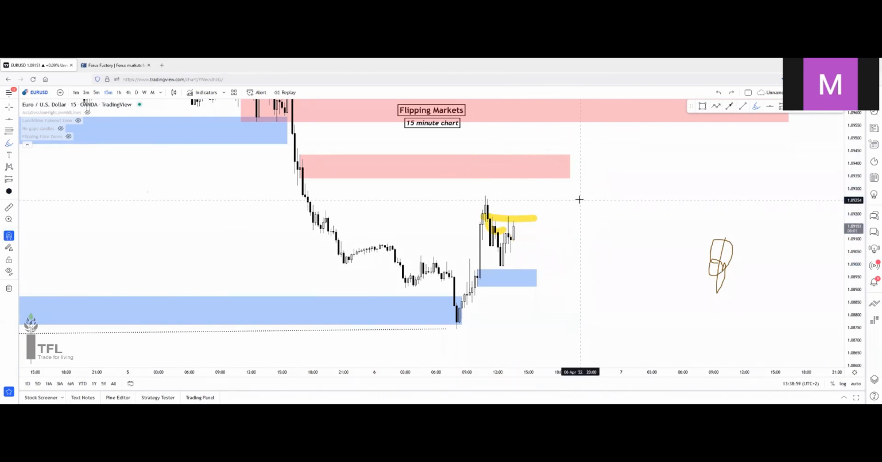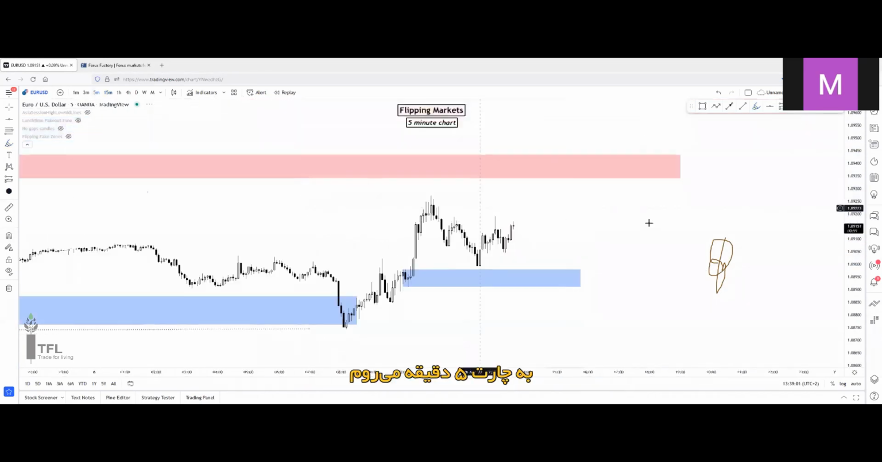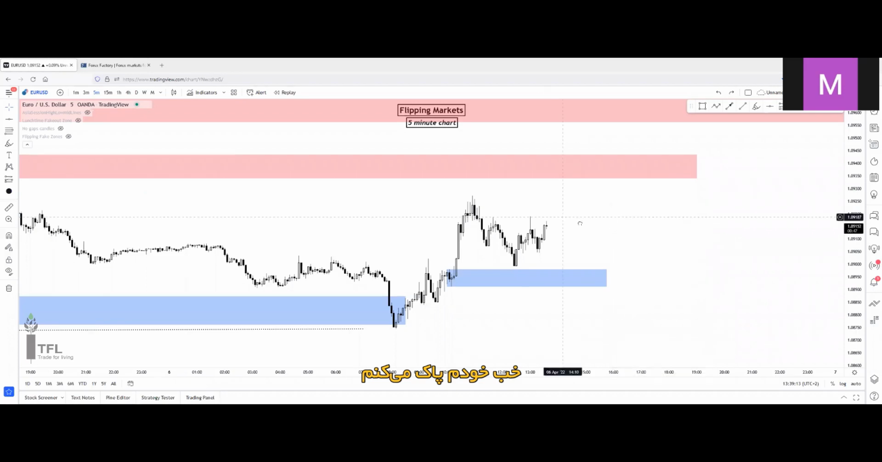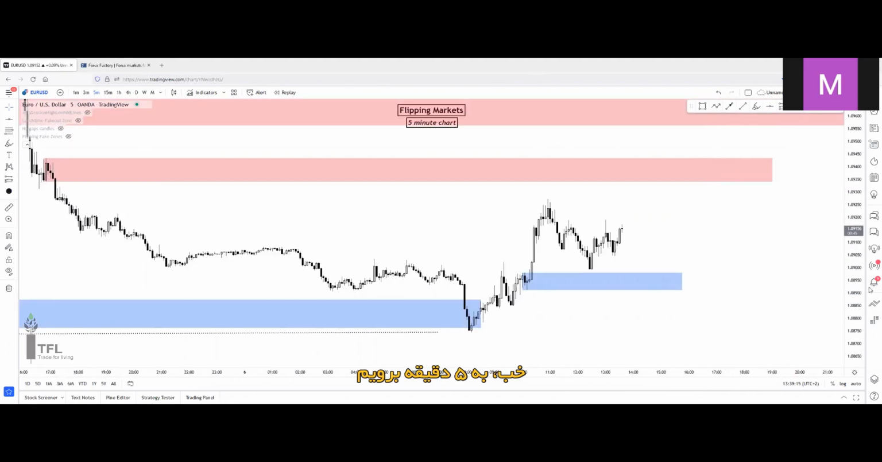So we will switch to the 5-minute chart. Can you just remove this brown drawing from here, please? I don't know who drew it. All right, we'll just remove it myself. Clear all drawings, perfect.